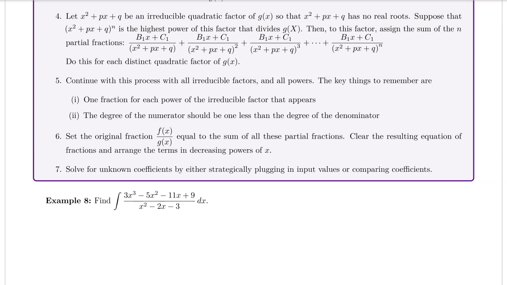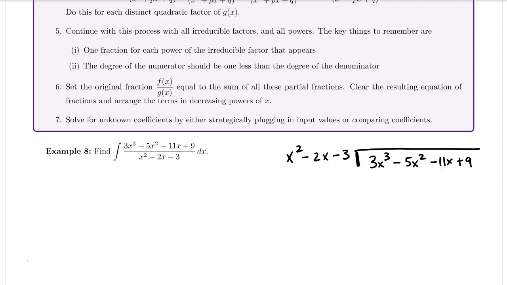So let's look at example 8. We want to find the integral of this long messy thing, and notice that this is an improper fraction because the degree of the numerator is greater than or equal to the degree of the denominator. In the numerator we have a cubic polynomial, and in the denominator we have a quadratic polynomial. So here is where we're going to need to use polynomial long division.